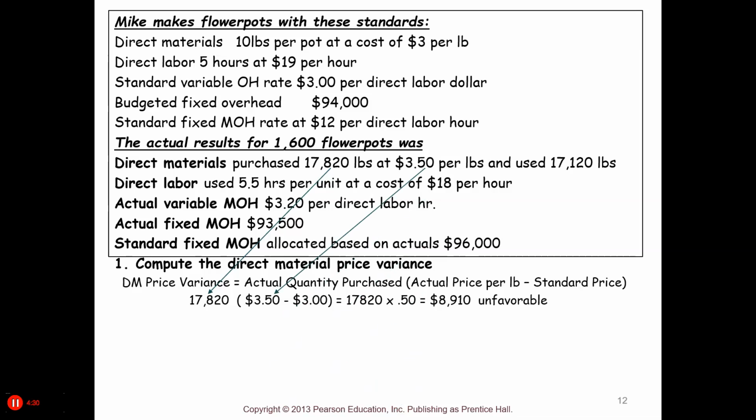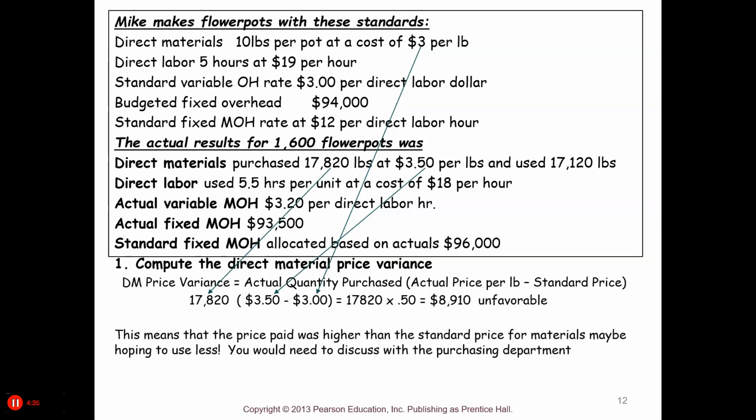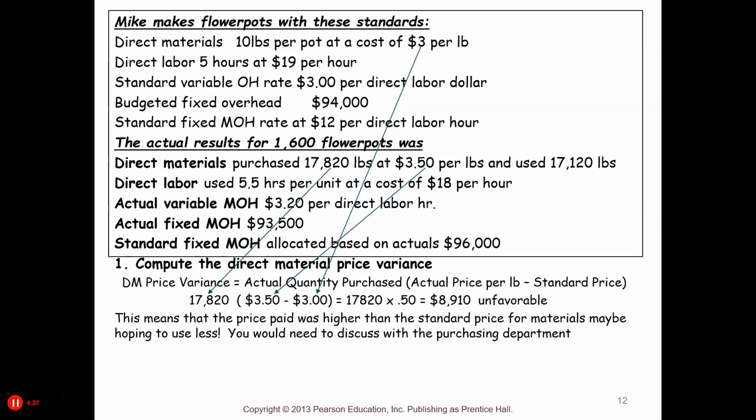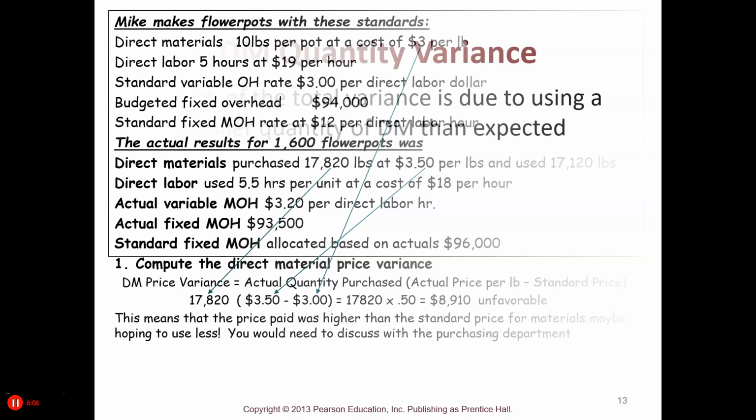And then we're going to take our actual minus our standard, and that tells us that we are unfavorable by $8,910. How do I know it's unfavorable? Well, I'll tell you why, because we paid more per pound than what we had for the standard. Now, one of the reasons they could have done this is maybe they made the assumption when they paid a little bit more, that maybe they might use a little bit less, and therefore they would save costs even though they paid more. This would be something to talk to the purchasing department about.